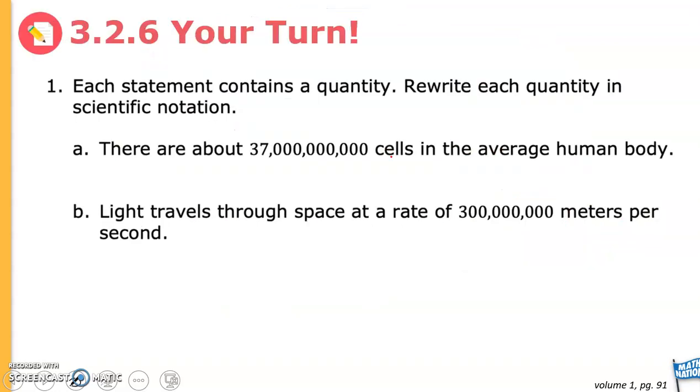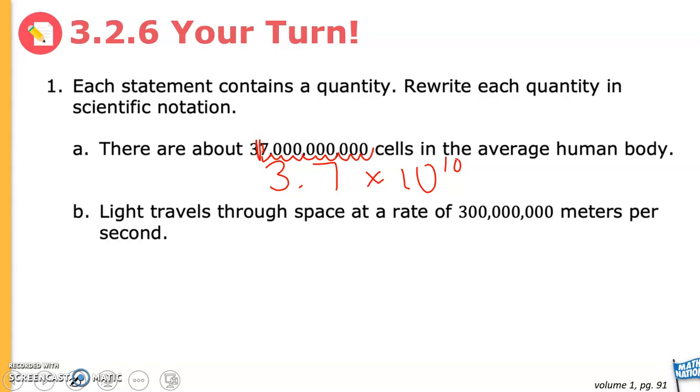And our last one. Each statement contains a quantity. Rewrite each quantity in scientific notation. There are about 37 billion cells in the average human body. In scientific notation, we would put that decimal between the 3 and the 7, making it bigger than 1, smaller than 10, multiplying it times a base of 10. Then I'm counting 1, 2, 3, 4, 5, 6, 7, 8, 9, 10 places, so times 10 to the 10th power. There are about 3.7 times 10 to the 10th cells in the average human body.